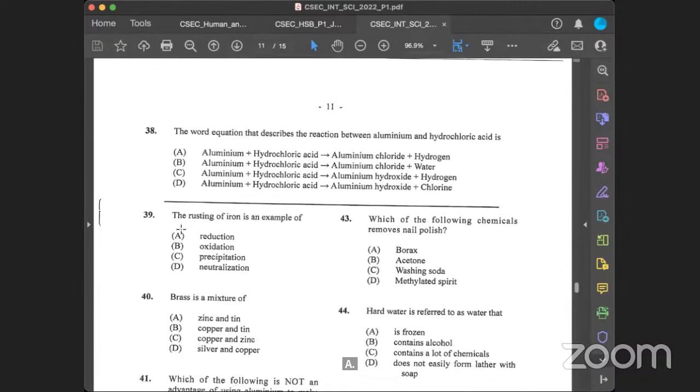38A. Good. Rusting is an example of what? Oxidation. Very good. Next.